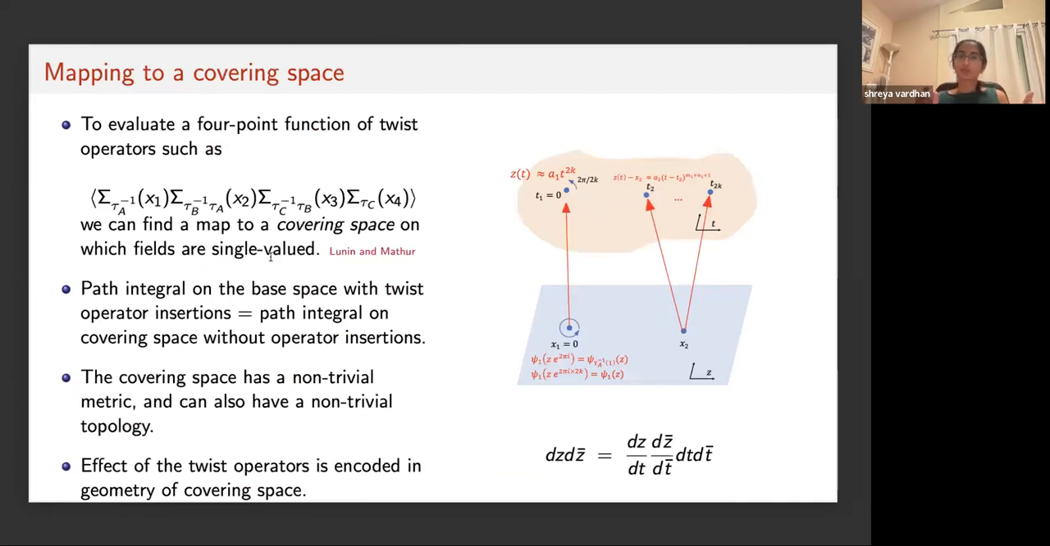Because of the presence of the twist operators on the original space, the fields are multiple valued. So we call the original space the base space.